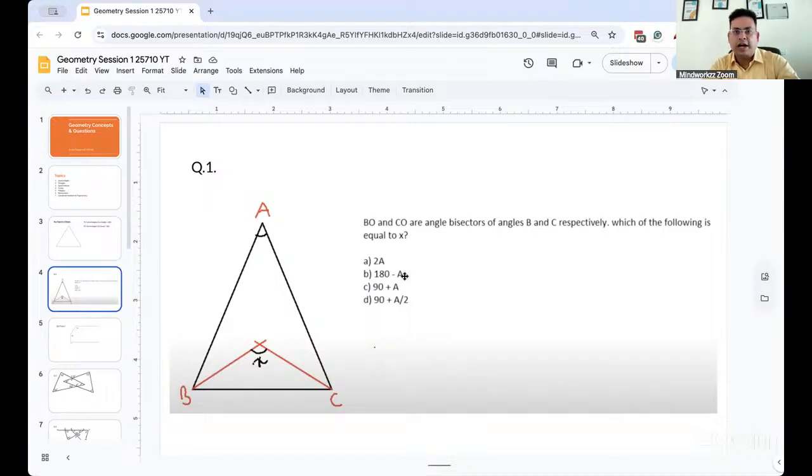D is the right answer, but how? Everyone needs to solve this and find out the correct answer. You have 1 more minute. Then I'll solve this for you.